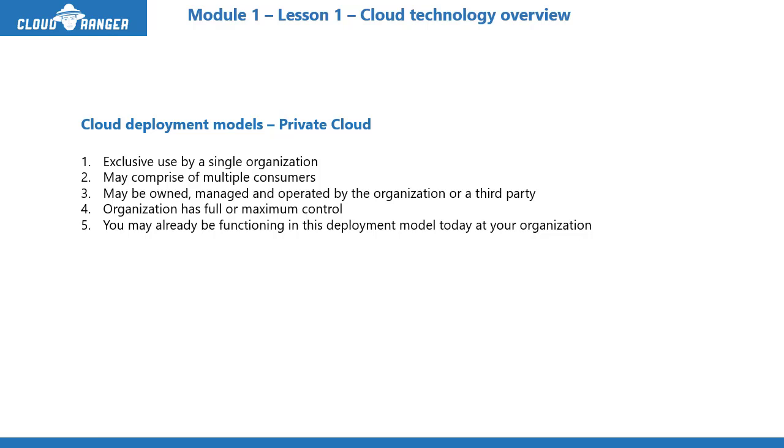It may be owned, managed, and operated by the organization or a third party. That means just because it's called a private cloud does not mean that you own it. A third party can own it and manage it for you. I know that sounds a little confusing, but hang in there. I'll tell you what that means. The fourth one is that the organization has full or maximum control. That means if it's a private cloud, you have it in your organization's data center or in your office somewhere where you call it your little data center. You may have full control over it, or it could be a third party, like I mentioned in point three, a data center that provides this service to you.